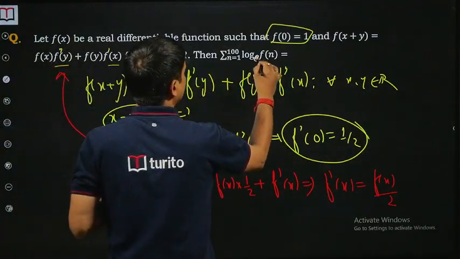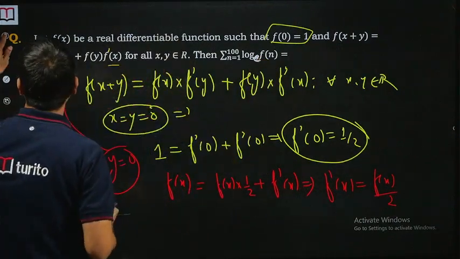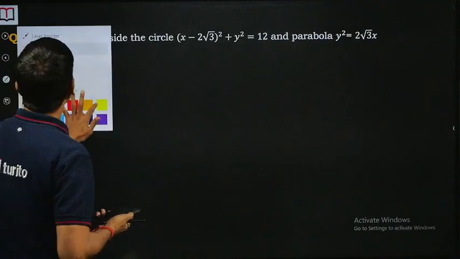So this is ln e. This is log to the base e. It has to be ln. Okay, so that's it. So that was a good question. Now moving to the next one.